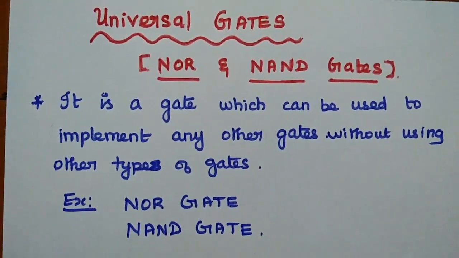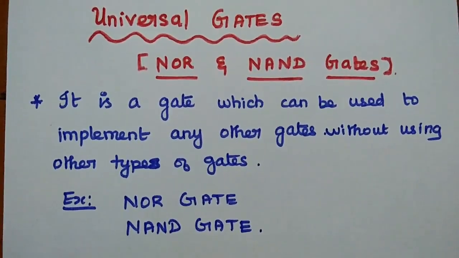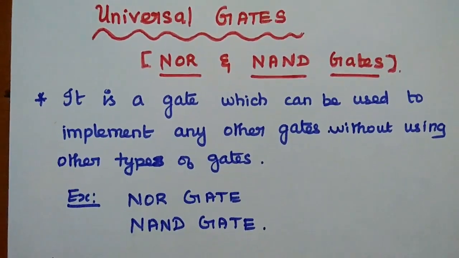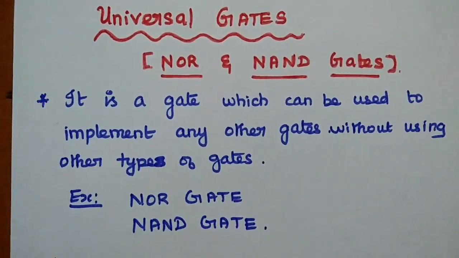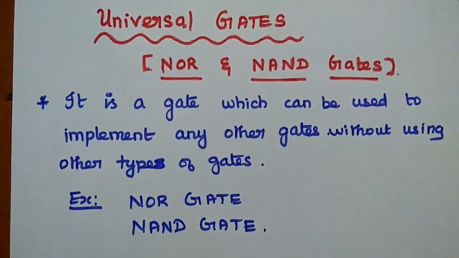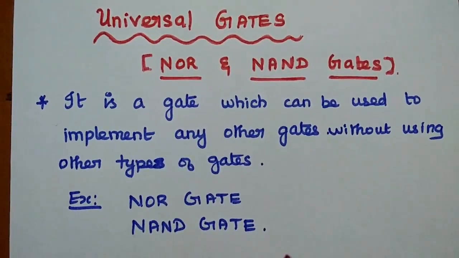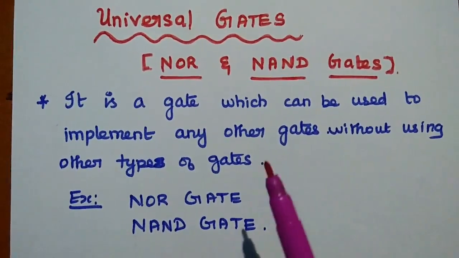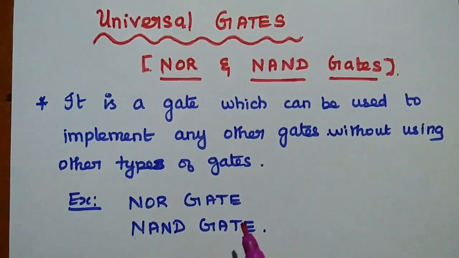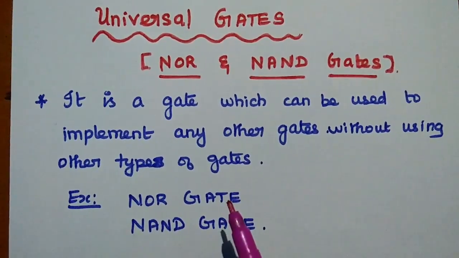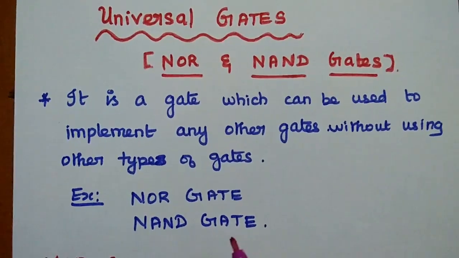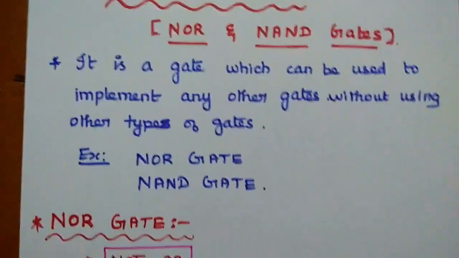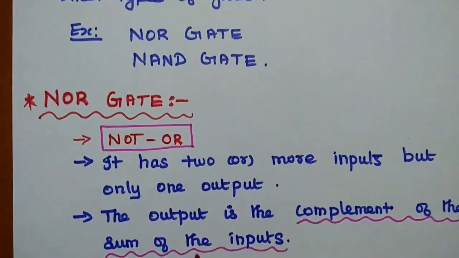A universal gate is a gate which can be used to implement any other gates without using other types of gates. So a single gate type is used to implement any other gates. There are two universal gates. First one is NOR gate, next one is NAND gate. Let's discuss each one, starting with NOR gate.